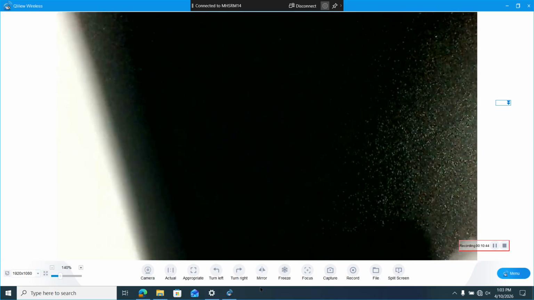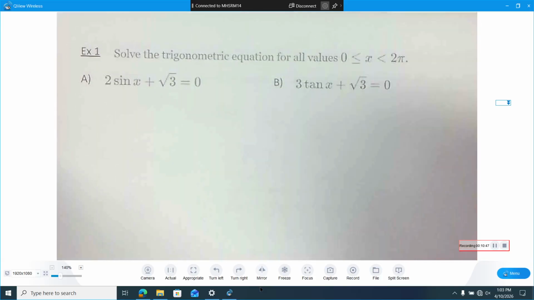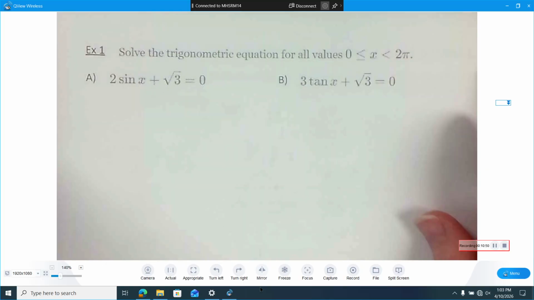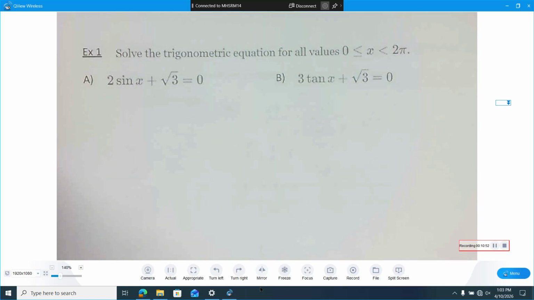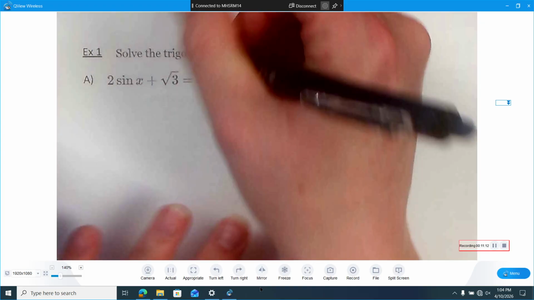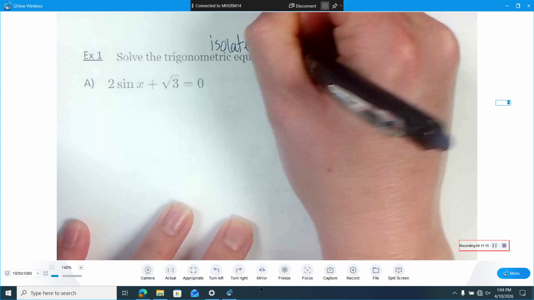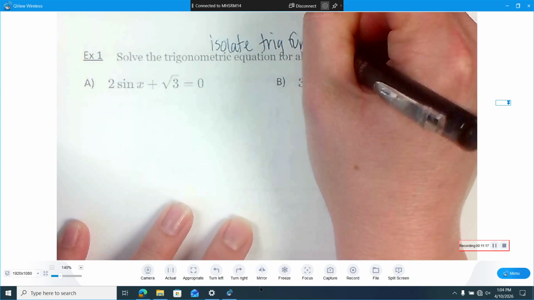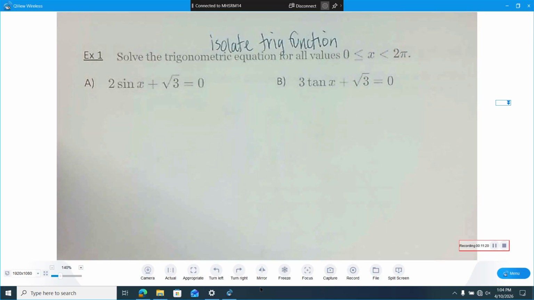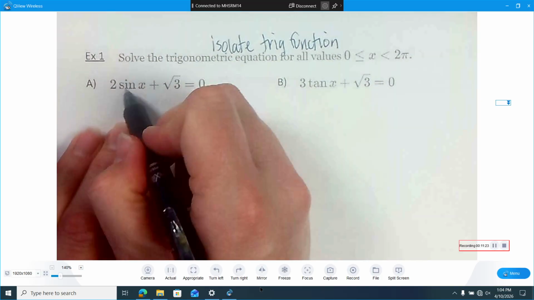All right, let's just turn the page. So, solve the trigonometric equation for all values between 0 and 2 pi. So they just want one rotation of our unit circle. And our goal to do these equations is essentially to isolate the trig function. So we want to get the sine, cosine, tangent, or whatever all by itself. So I want this sine of x alone.